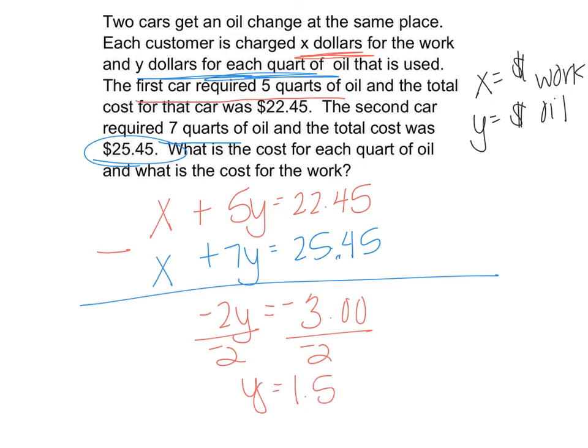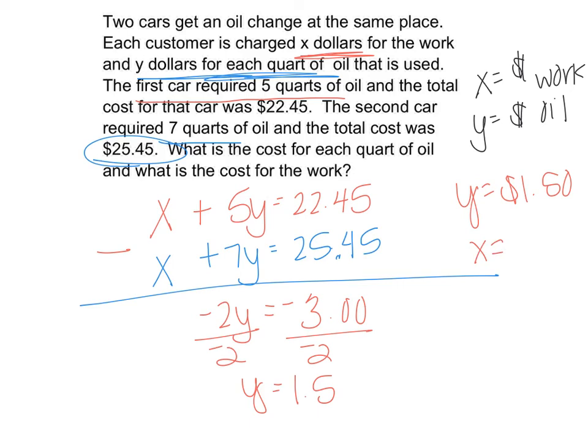So x, let's think about that in a minute. X represented the cost of our work, and y represented oil. So what we've just found is y. We have found that the quart of oil is $1.50. Now let's use that to find the cost of our work.